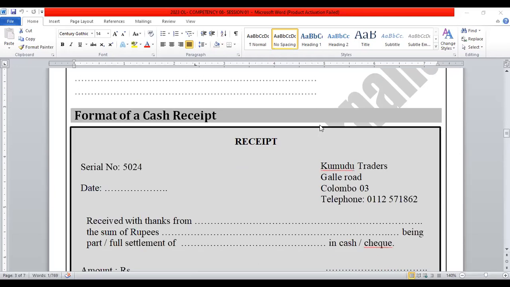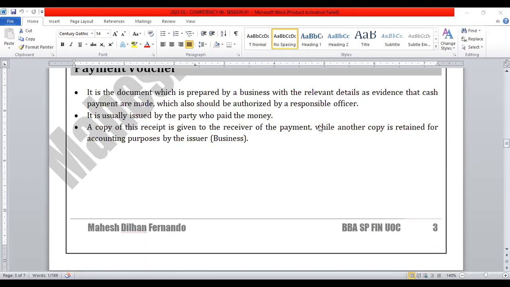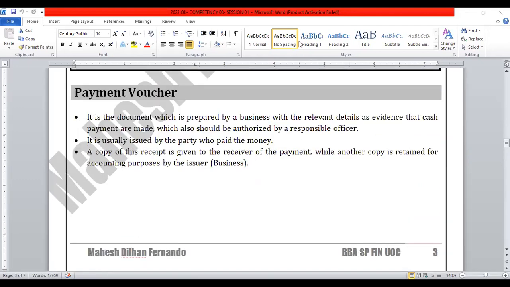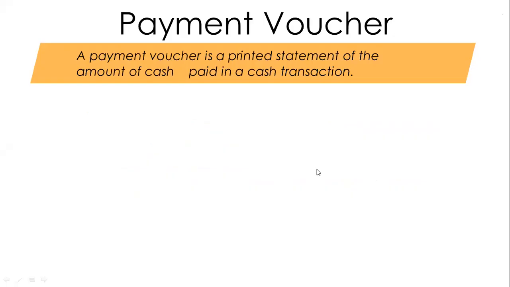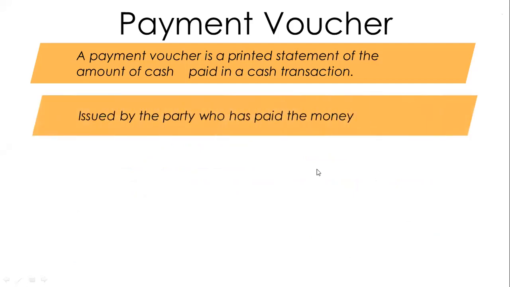Now let's move to the format of the payment voucher. Payment voucher is a printed statement of the amount of cash paid in a cash transaction. This is issued by the party who has paid the money. Whenever a business has made a payment, it is supported with this particular document. It is called the payment voucher. Okay, great.